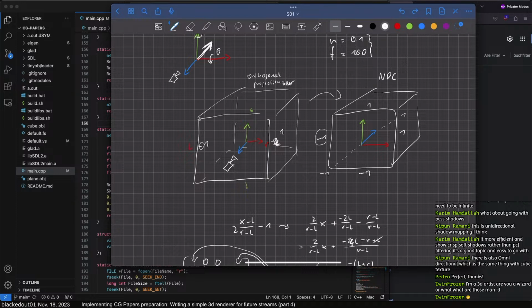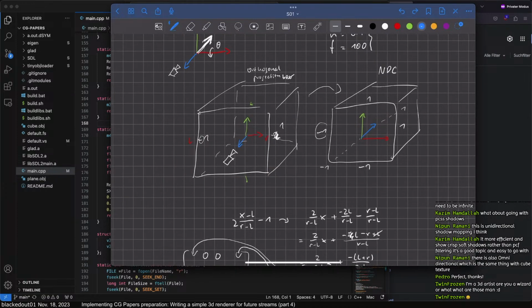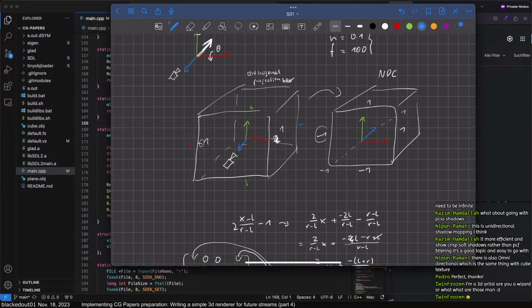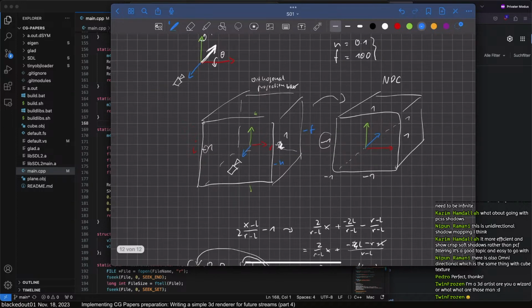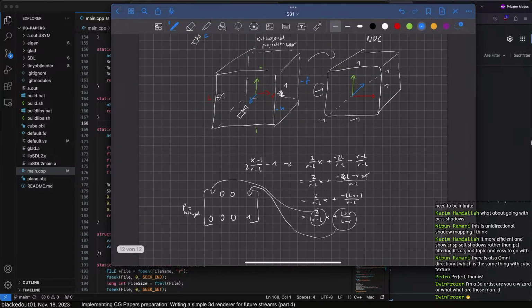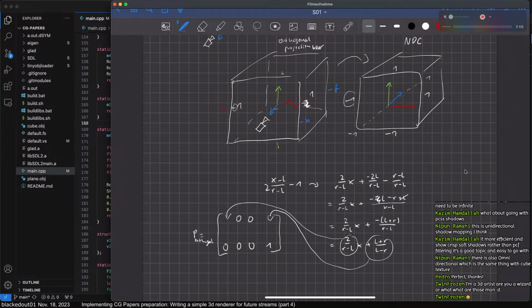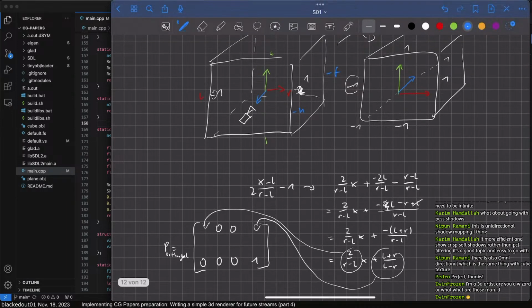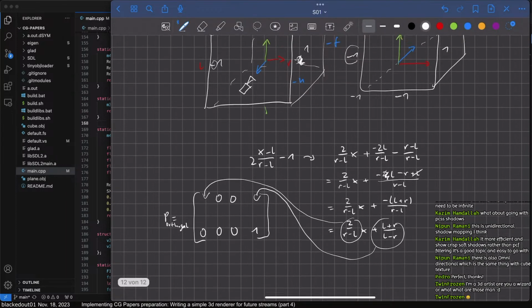So the only difference from the x and y edges is that we define this edge here to be minus far, or short form f, and this is minus n. Yeah, and this means that the derivation is a tiny bit different.